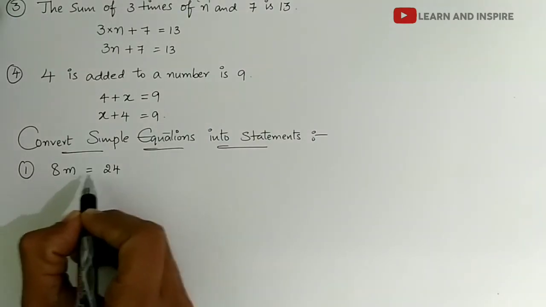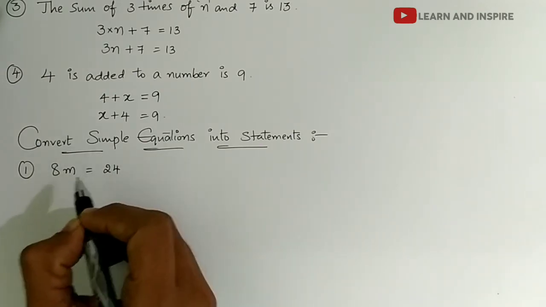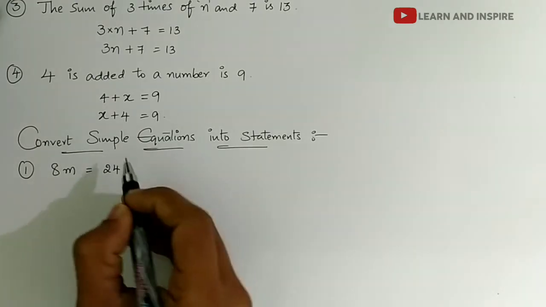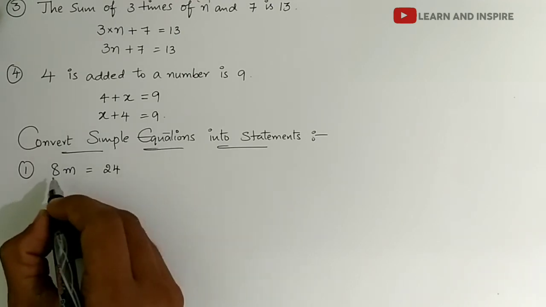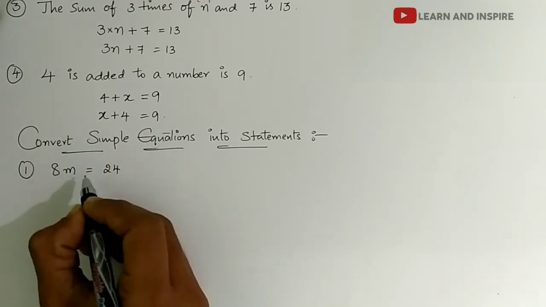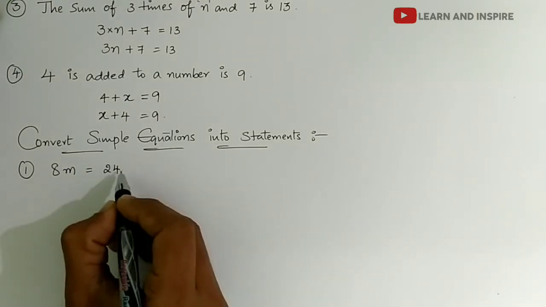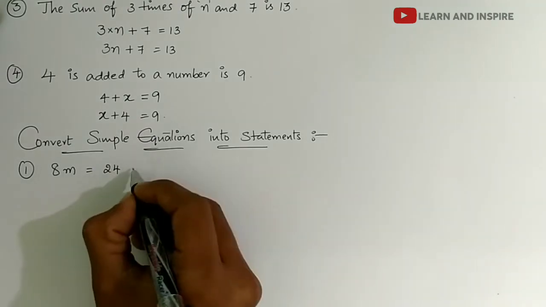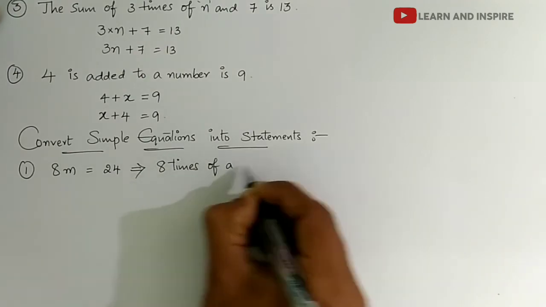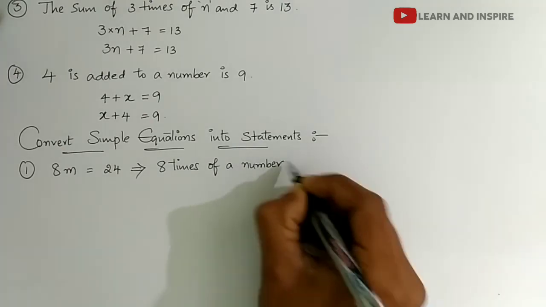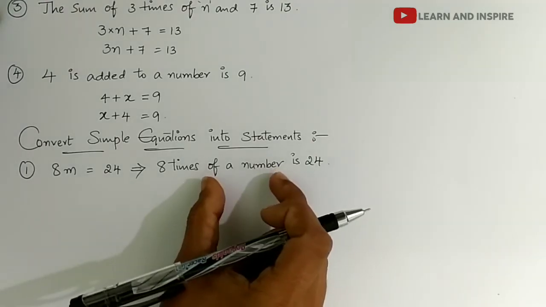First question, 8m is equals to 24. So from this we have to convert into a statement. So 8 into m can be written as 8 times. So multiplication can be written as times. 8 times of a number is 24. So 8 times of a number is nothing but equal sign. How much? 24. So I write this as 8 times of a number is 24. Understood? So equation we have converted into a statement.